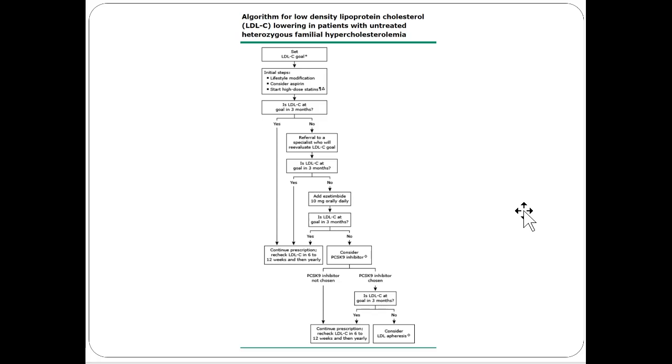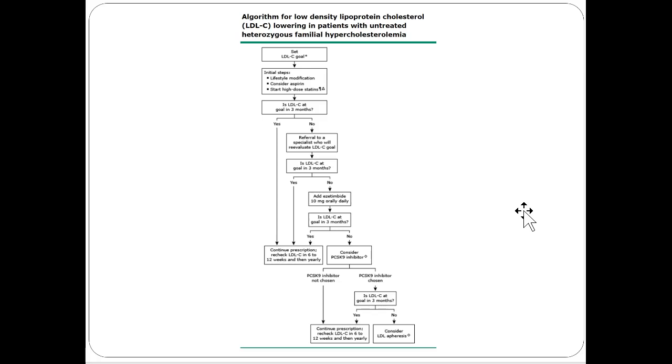So setting an LDL goal, if you want to read more about what the goals are, usually you're looking at targeting below 130, but that just depends. Your initial lifestyle modification, consider aspirin therapy can help with these patients as well. It helps the platelet if they have a higher risk for plaque rupture, decreasing the platelet aggregation response. And you want to start high-dose statin. If you can get the LDL at goal in 3 months, that's great. Continue the prescription, recheck 6 to 12 weeks, and then yearly. If not, refer to a specialist at that point.